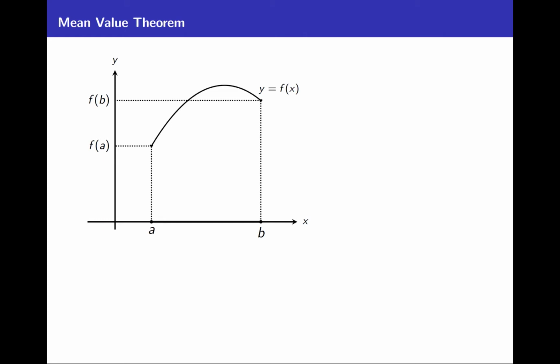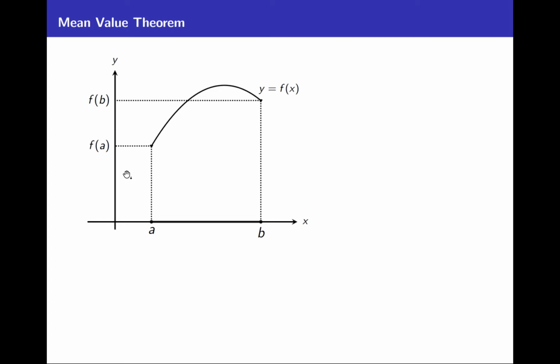The mean value theorem applies to the situation that's illustrated here. Kind of like Rolle's theorem, except f of a is not necessarily equal to f of b. You have a function defined on a closed interval from a to b. It starts out at height f of a, and then it changes, it varies, and at x equals b, you're at a height f of b, which may be different from f of a.